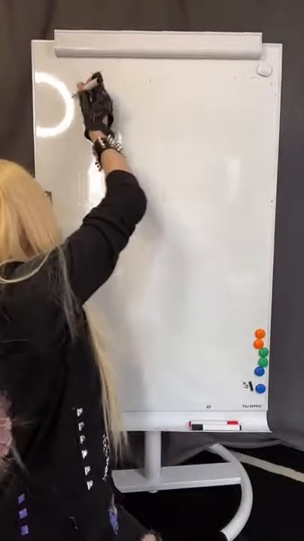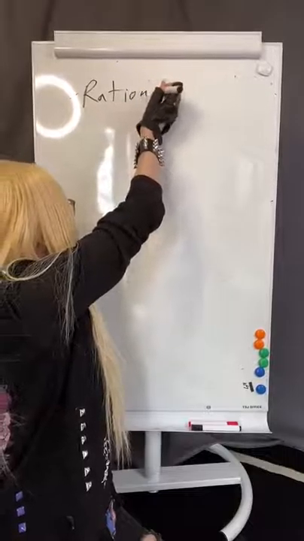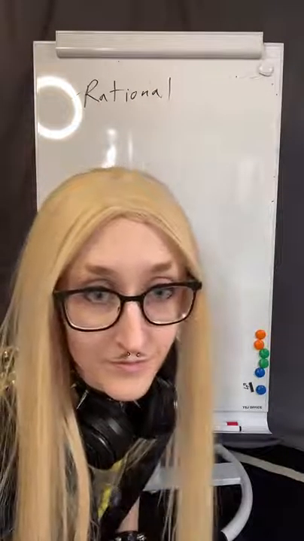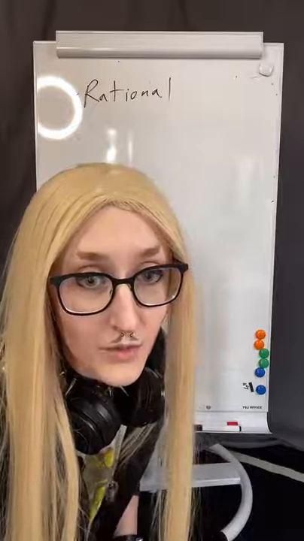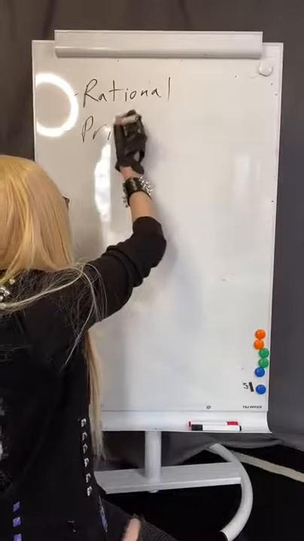Does anyone know some different types of numbers that we have? Rational. Beautiful. We've got rational numbers. What are some other types of numbers that we know? There are prime numbers. Great. Negative. I'll start making a list.